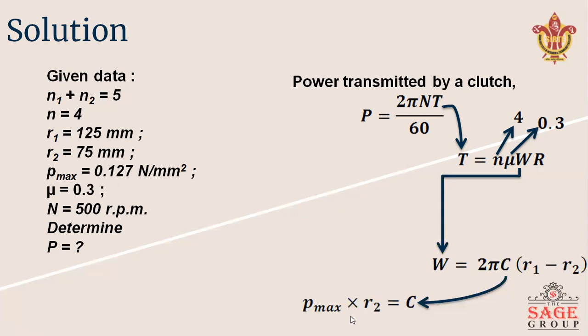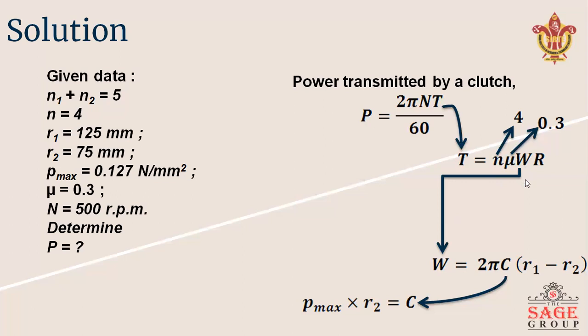Here you can see that in case of the uniform wear theory, maximum pressure is at the inner radius and minimum pressure at the outer radius. So we get the value of C from here, because P maximum pressure is already given in the question, 0.127, and R2 is equal to 75 mm. Now we have to substitute the value of C in this equation, by which we can calculate the value of W. Now substitute the value of W in the torque transmitted by the clutch.